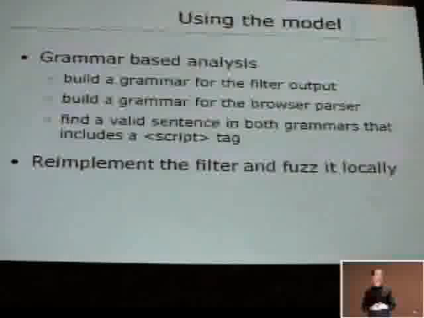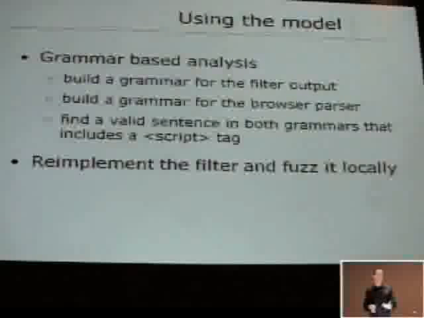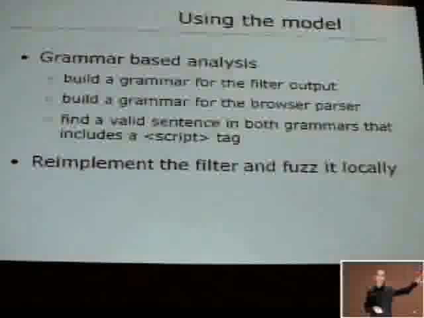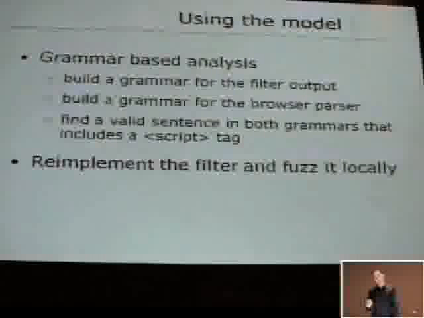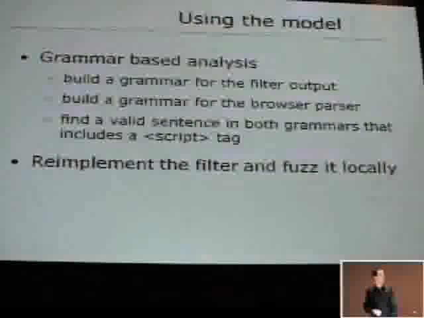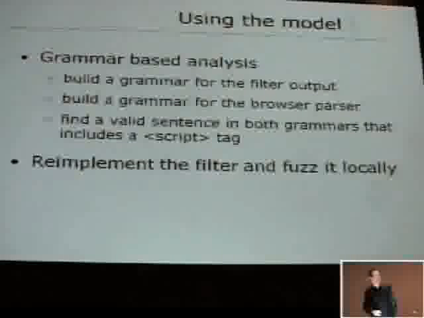Once you have the two grammars, you need to find a valid sentence in both grammars that contains a script tag. And if you do, you have a cross-site scripting vulnerability. Of course, you can look for all the other ways to run scripts as well. This step can perhaps be automated as well. It'll make a pretty nice research project for some kid in school. So if there are any students here who are interested in working on this, let me know.